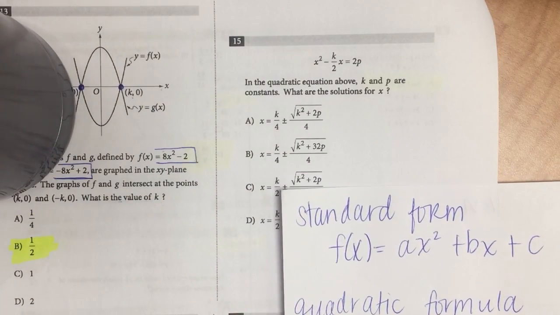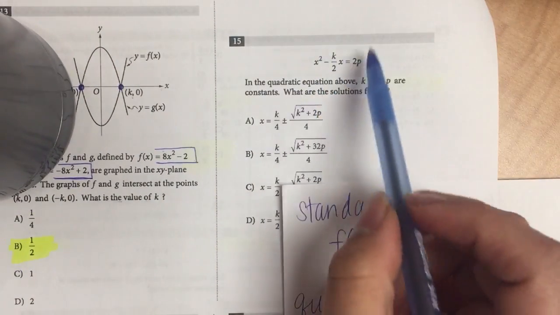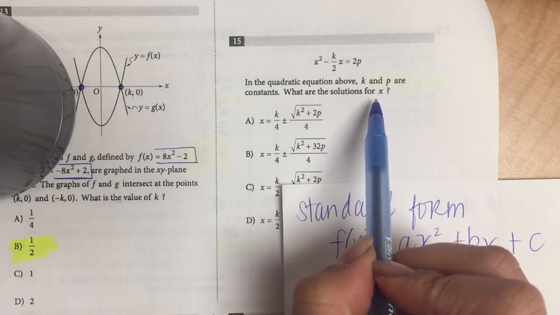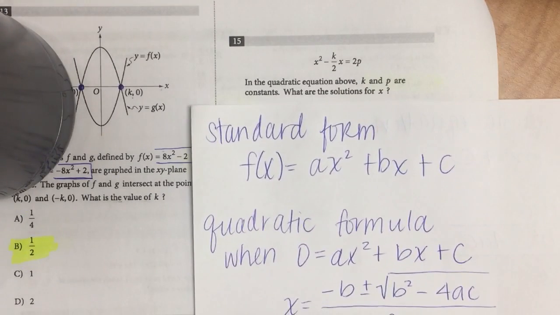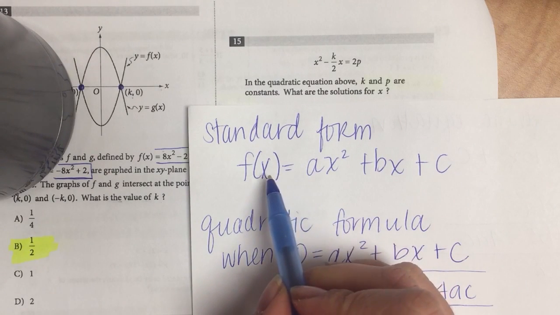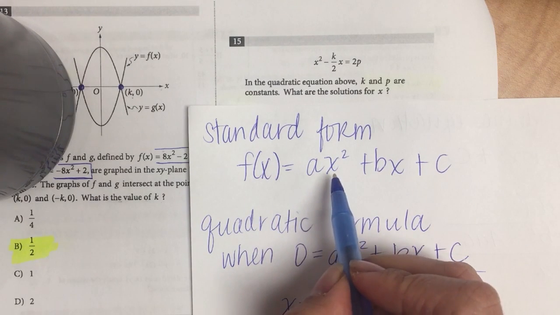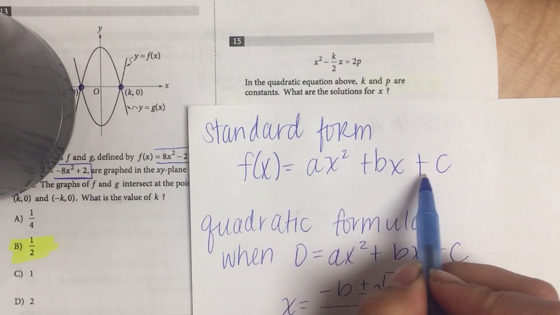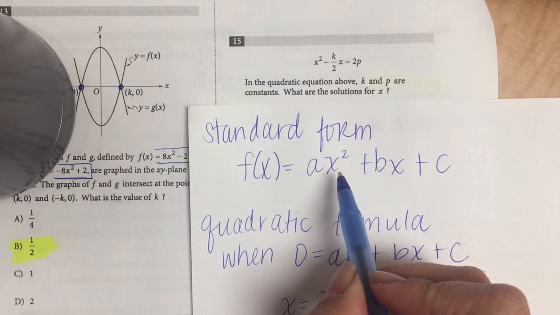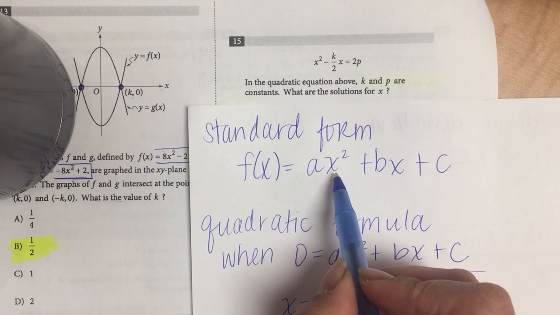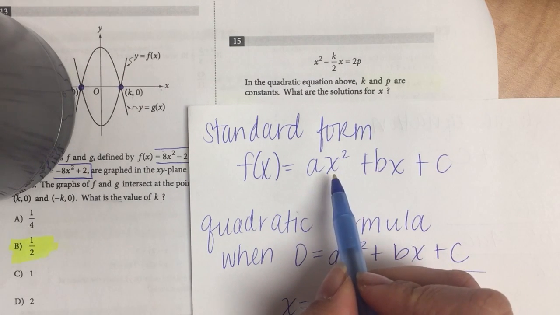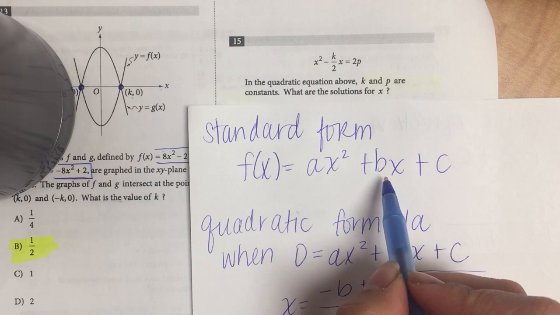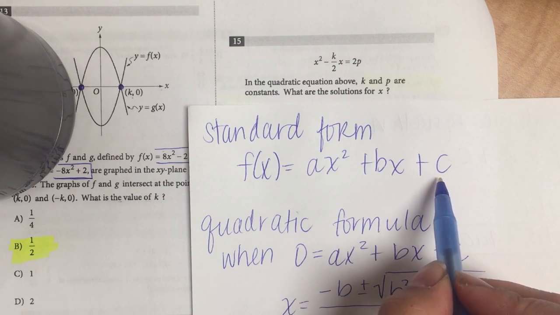Question number 15. We're given a quadratic equation over here, and this question is, what are the solutions for x? So recall that a standard form for a quadratic equation is f of x equals a times x squared plus bx plus c, where a, b, and c are coefficients, and the variable is x, where x squared is the quadratic term, bx is the linear term or the first degree term, and c is the constant or the 0th degree term.